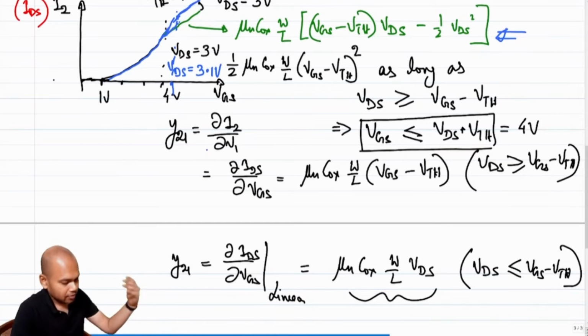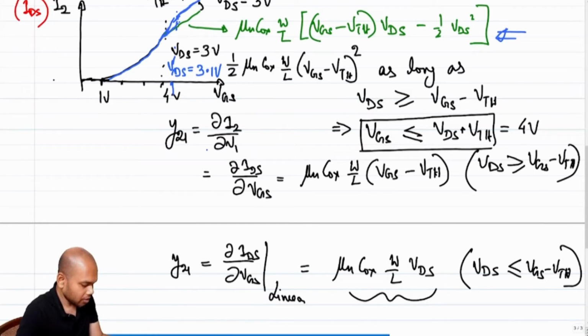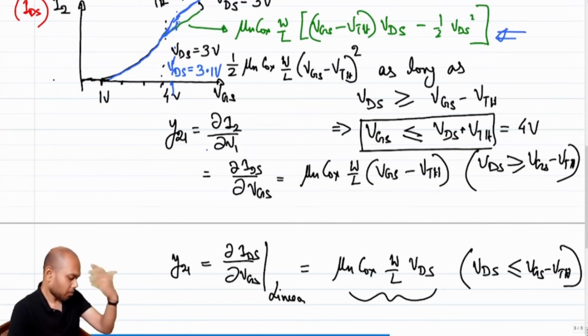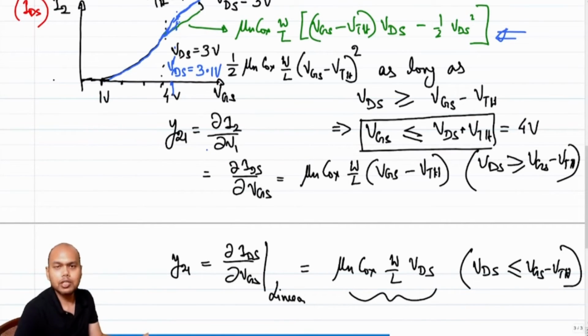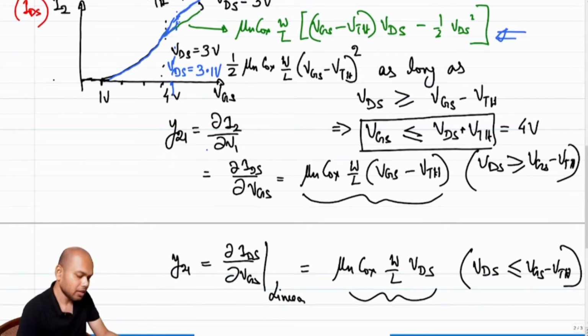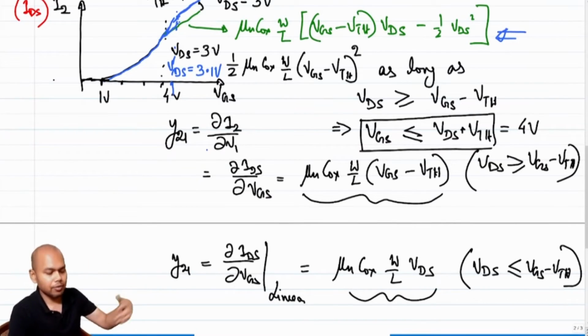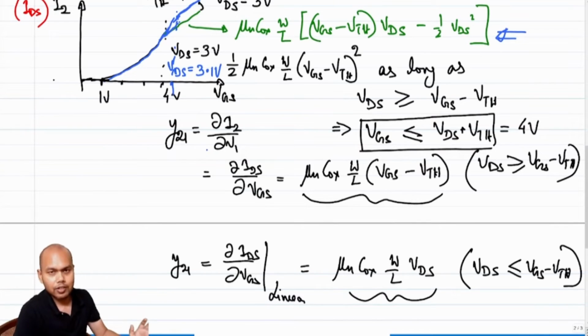Now, if we take you few lectures back, what is the expected Y21? What is our wish list for a good amplifier? Y21 should be as high as possible, which means we not only need to be in saturation region, we need to have high W by L, we need to have high VGS minus VTH, and so on and so forth. So that is as far as maximizing Y21 is concerned. Okay.